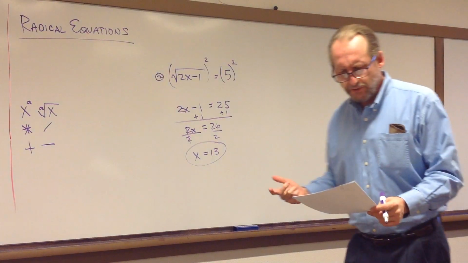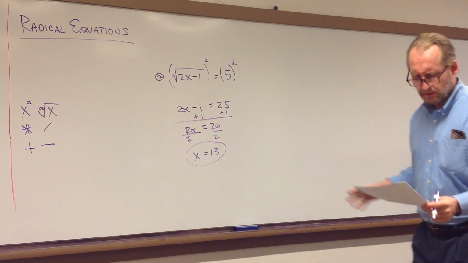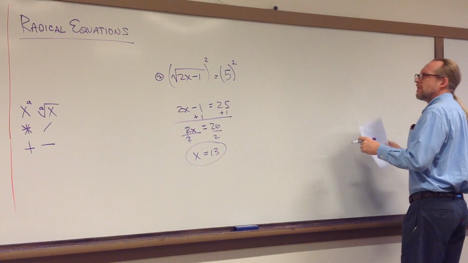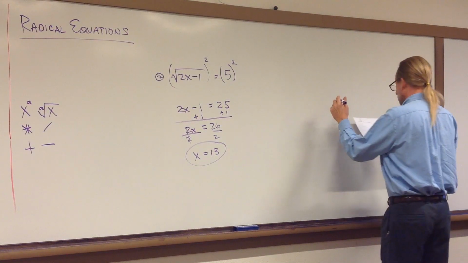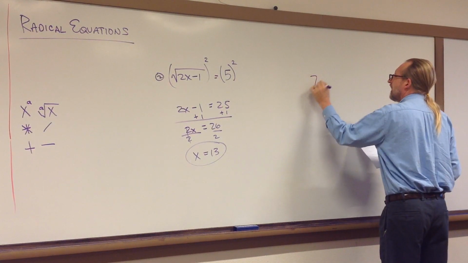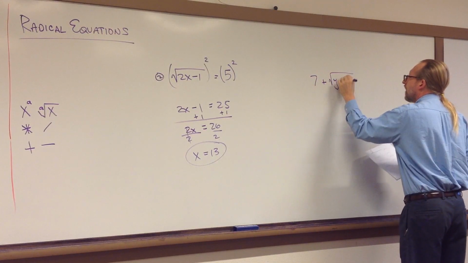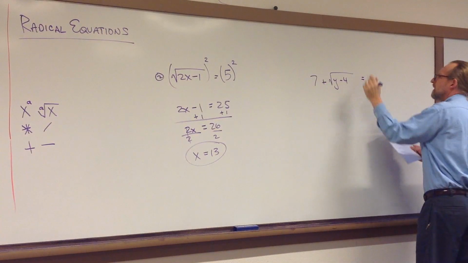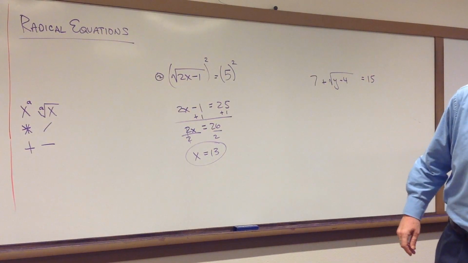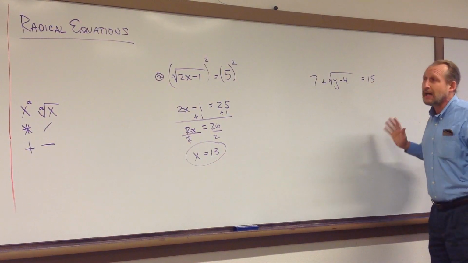Now problem 3 has an issue that problem 2 doesn't, and problem 4 doesn't either. So I'll make up a different example that's like number 3. Let's say we had something like 7 plus the square root of y minus 4 equals 15, or something like that. And so this added piece here, we could square both sides, right?